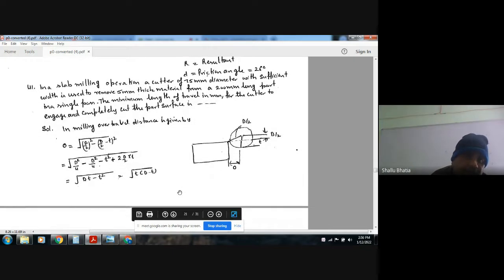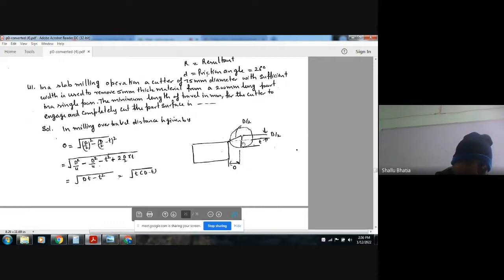Next, in a slab milling operation, a cutter of 75 diameter with sufficient width is used to remove 5 thick material from a 200 long part in a single pass. The minimum length of travel for the cutter to engage and completely cut the part surface is. So this is a slab milling operation, and we have to calculate that minimum length of travel.